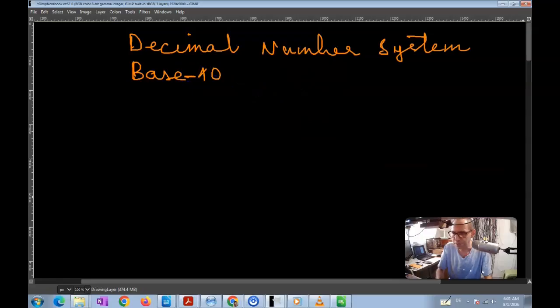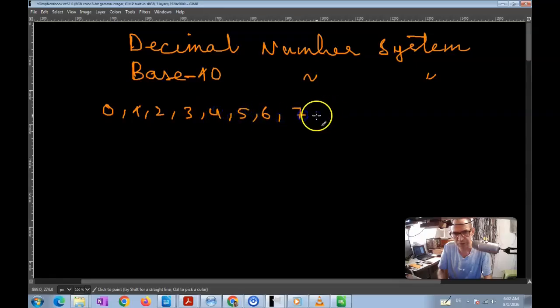What that means is that we have 10 digits in this number system: 0, 1, 2, 3, 4, 5, 6, 7, 8, and 9. If you count these digits, you will see that it is, of course, 10 digits, right? 1 to 9 would be 9 digits, plus 0 would be 10 digits.